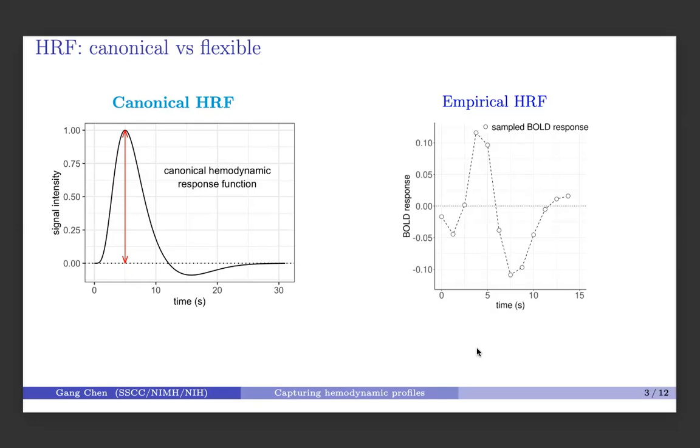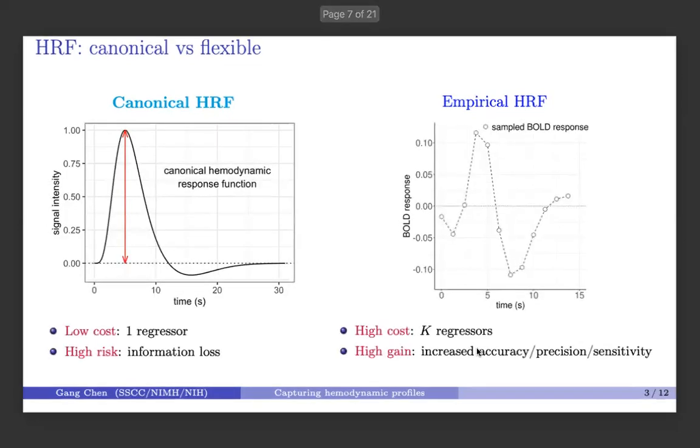More importantly, the undershoot is about the same depth as the peak height. So there's reason to believe we can improve on the canonical curve approach. We can make comparisons between the two approaches. With canonical HRF, the cost is low. We only need one fixed curve, one regressor. In contrast, if we want to estimate the hemodynamic response, we'll have to use many regressors to capture the shape subtleties, those features, right? So the cost is high.